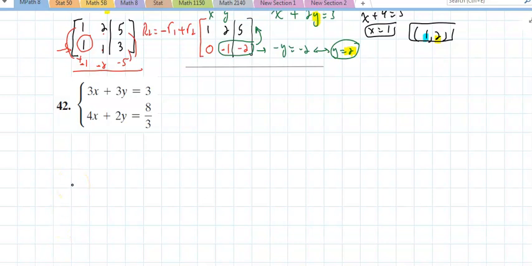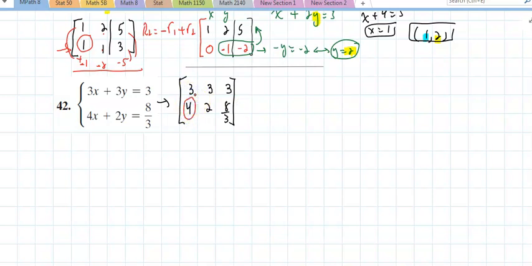On the next problem, 42, we want to do the same thing. So let's see how this plays. I'm going to go ahead and take this and write it in augmented matrix form. And that's going to look like a 3, a 3, and a 3, a 4, a 2, and an 8 third. We could reduce those, meaning I could divide the top row by a 3, but I'm not going to go there. I'm going to proceed and say, all right, my goal is to make this a 0.